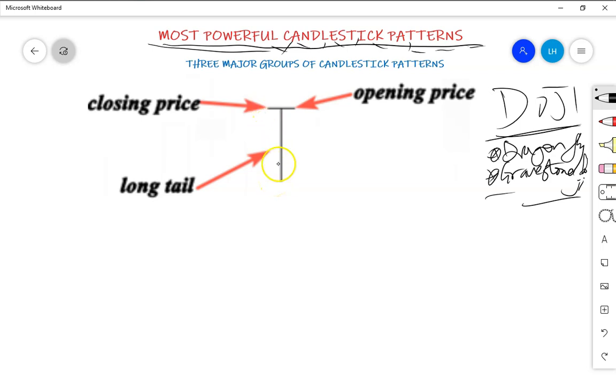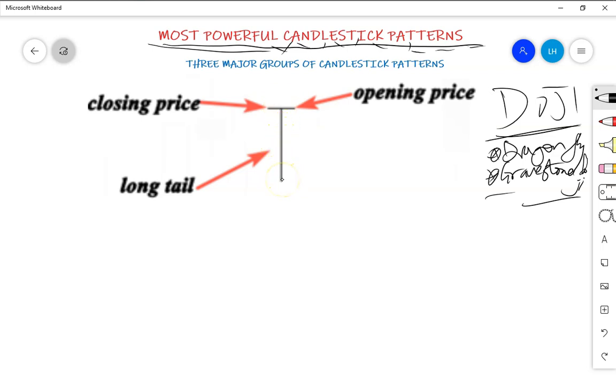Now what is the psychology behind this? The psychology is that price opened at a certain area, this area here, then sellers come in and push the price down.